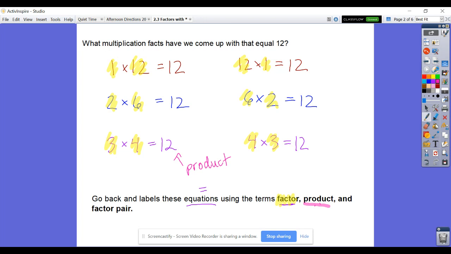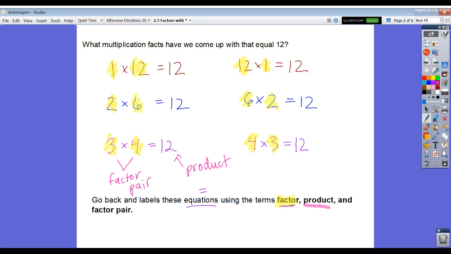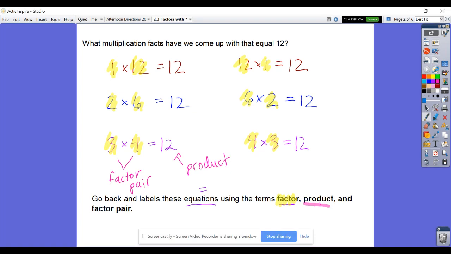And then finally, factor pair. The two numbers together that multiply, those would be a factor pair. So 3 and 4 are the factor pair. That is great math vocabulary that we will be using for lessons to come as well as for the rest of your life. So keep those terms in mind. Your factors, your products, your factor pairs.